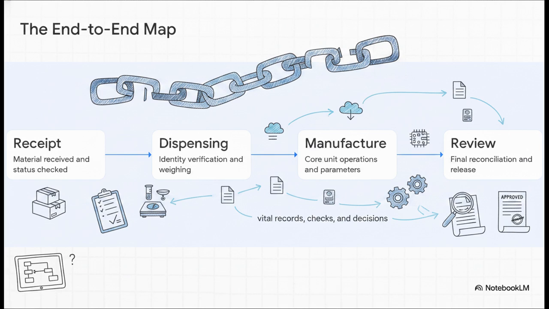You start with materials receipt, you move through dispensing, onto core manufacturing, and finally review. Well, every single one of these stages generates vital records, checks, and crucial decisions. If you miss mapping a physical step, say equipment preparation or even a quick line clearance, your digital record is instantly going to have a gaping hole. The digital chain is quite literally only as strong as its weakest documented physical step.